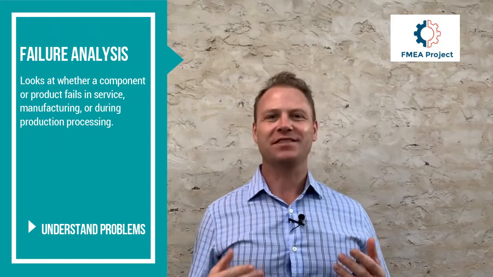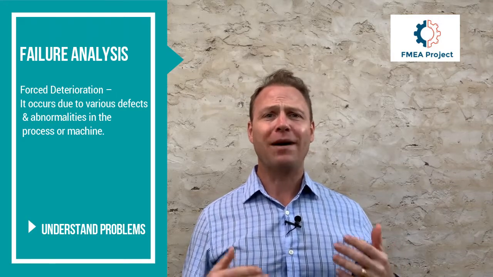To better understand process failures, we want to categorize each failure by early identification of the failure event. In a process FMEA, it can be categorized into five types of failures for analysis. The first is what we call forced deterioration. Forced deterioration occurs due to various defects or abnormalities in the process or machine. It occurs because of abnormal wear and tear due to maloperation, insufficient maintenance, or harsh environmental conditions. Incidents of forced deterioration indicate problems caused in a single or multiple areas.